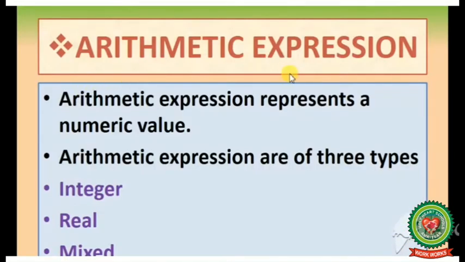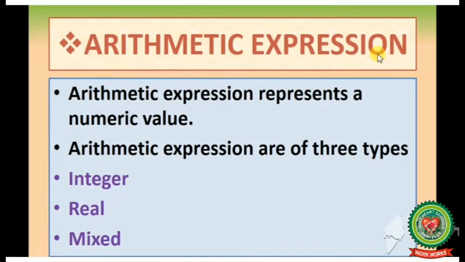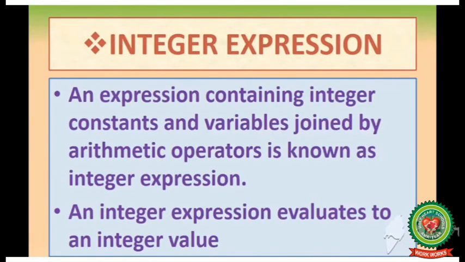Start with arithmetic expression. An arithmetic expression represents a numeric value, means any integer value or real value. Arithmetic expressions are of three types. Number 1 integer, that is without a decimal point. Number 2 is real, that is with a decimal point, that is float or double. And number 3 is mixed, that is a combination of integer and real. So start with integer expression.